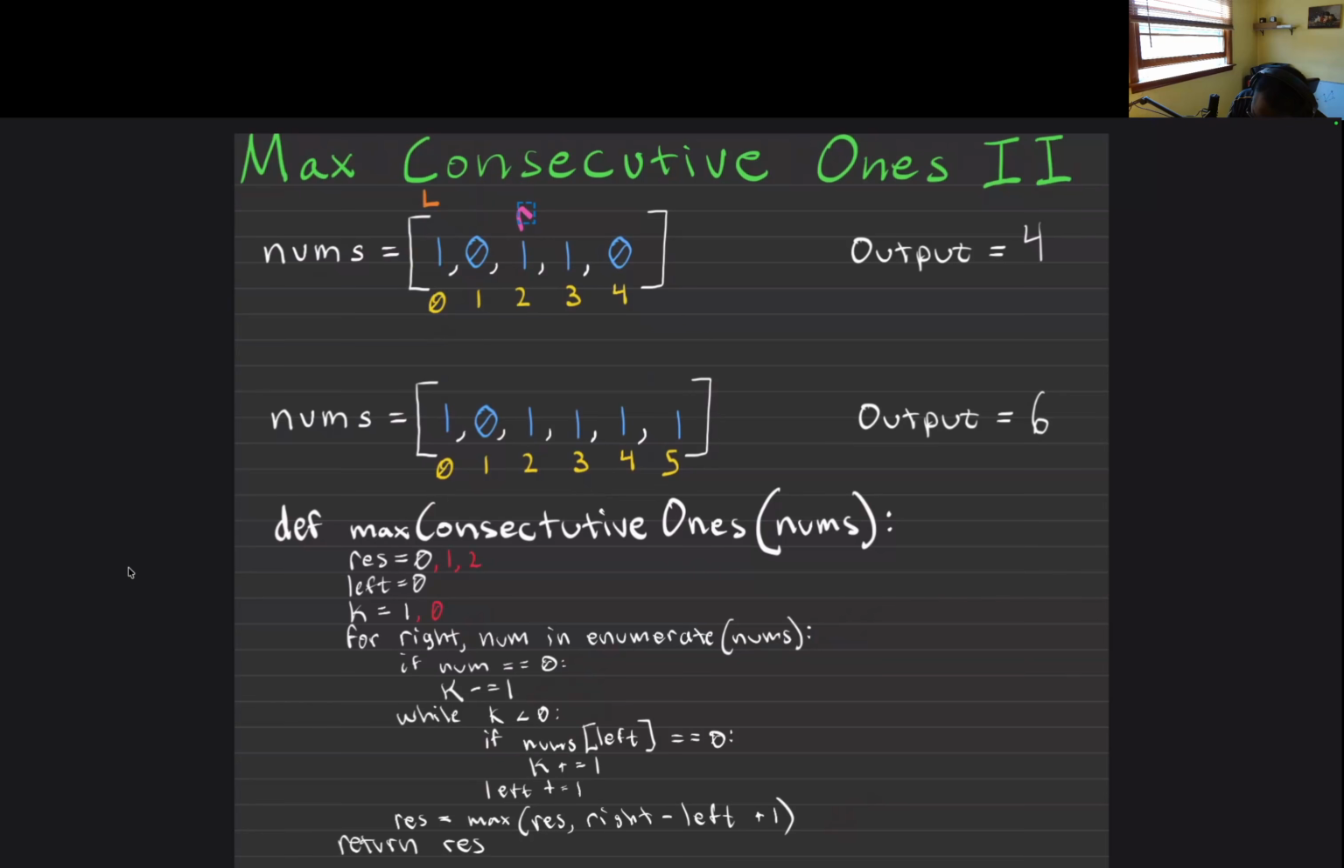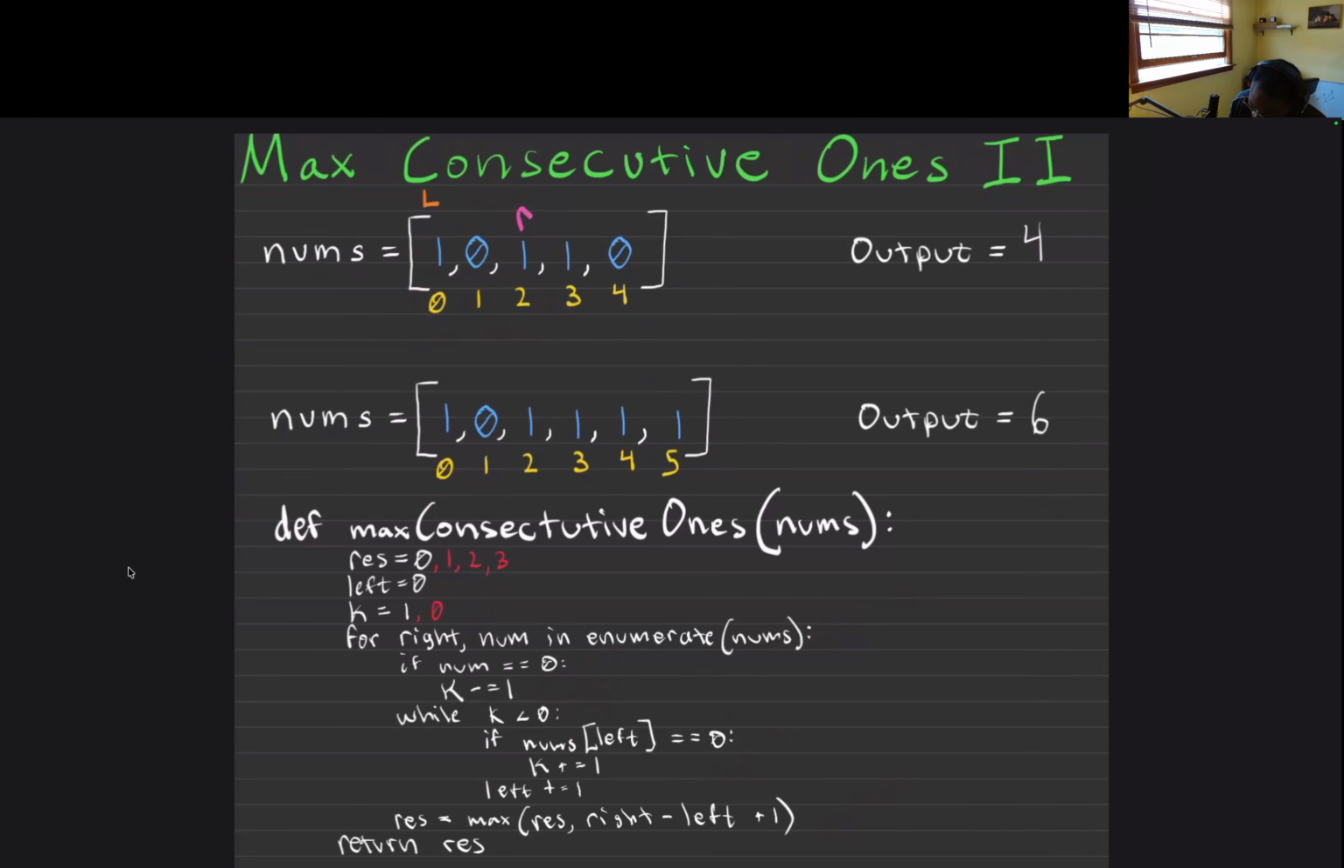We get here, right? This doesn't hold, because k is equal to 0, it's not less than 0. So we update our res again. So our res now becomes 3, right? And isn't that correct? Look at this, length 3, and we've flipped at maximum 1 zero, right?